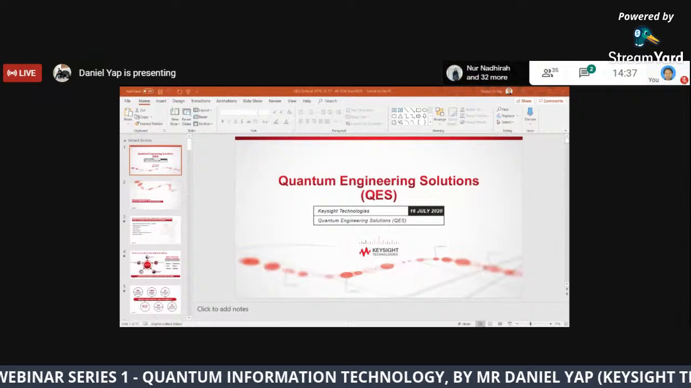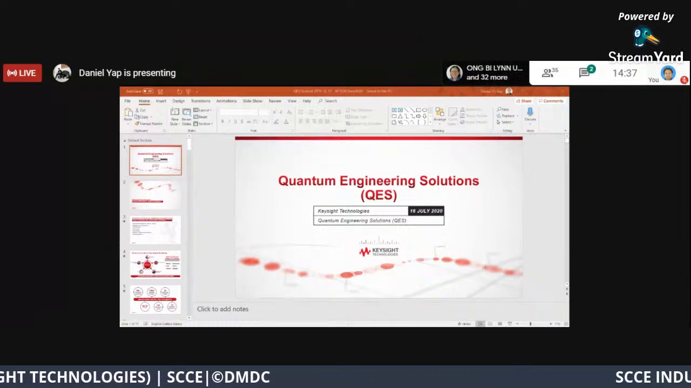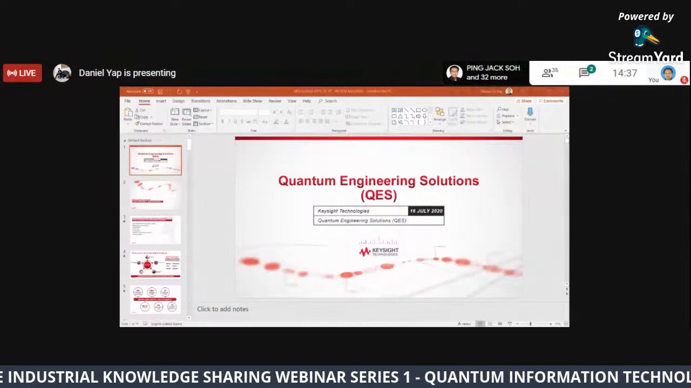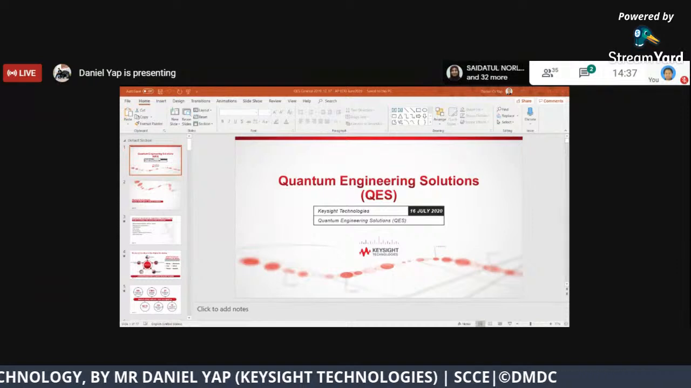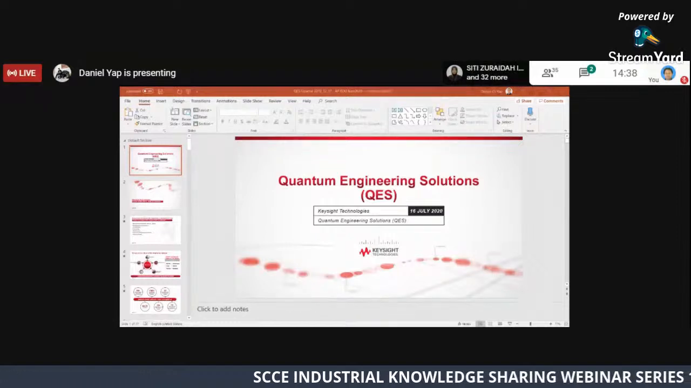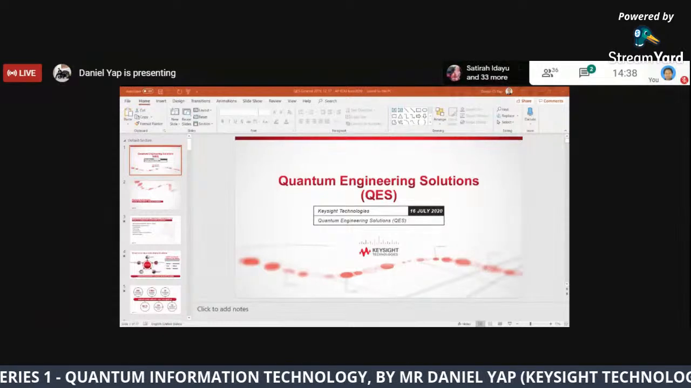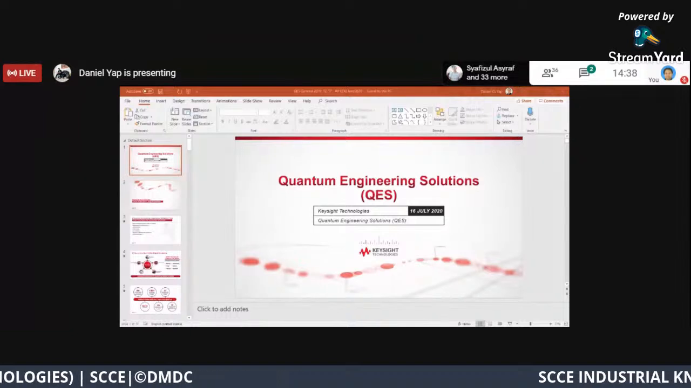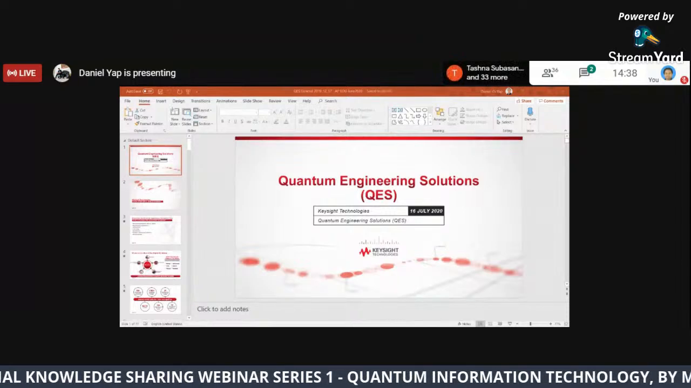But before we start, let me introduce our speaker today. Daniel Yap received his Bachelor of Engineering in Electrical and Electronics Engineering from Universiti Teknologi Malaysia in 2002 and completed his MBA from University of South Australia in August 2007. He joined Agilent Technologies in 2005 as a material engineer, and since then he has held a variety of engineering roles: technical marketing, product support, and business development in the areas of microwave components and network analysis.